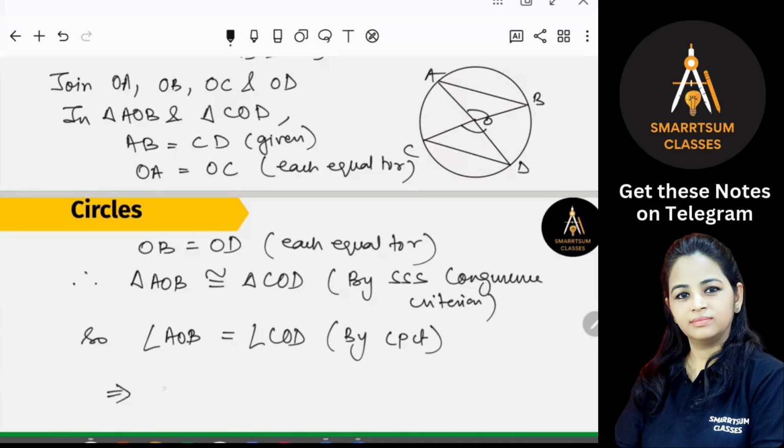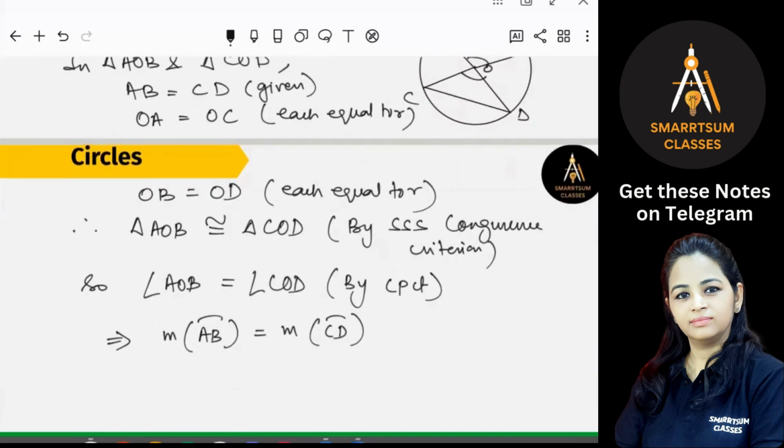What does it mean? That means the measurement of arc AB will be equal to the measurement of arc CD, because the angles are equal. Therefore, the corresponding arcs will also be equal in measurement. So in this way, we have proved that arc AB is congruent to arc CD. Is that clear? First we proved that these angles are equal. Since angles are equal, the measurement of the arcs will also be equal. That means these two arcs are congruent to each other.